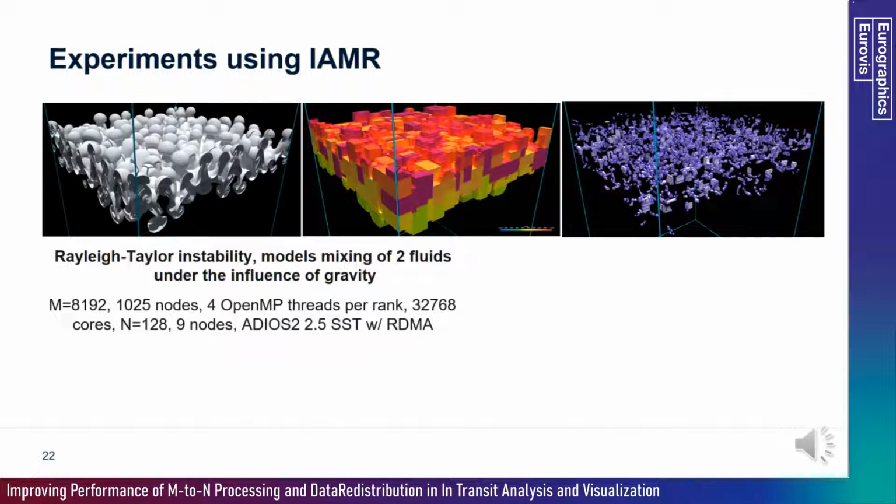We set n equals 128 MPI ranks and used 9 nodes. For these runs, we used ADIOS2 version 2.5 with the SST RDMA engine to move the data. The level 0 mesh was 1024 squared by 2048, and it's decomposed into 8192 blocks. We set IAMR to remesh every 2 coarse time steps, and there's 1 level of refinement.